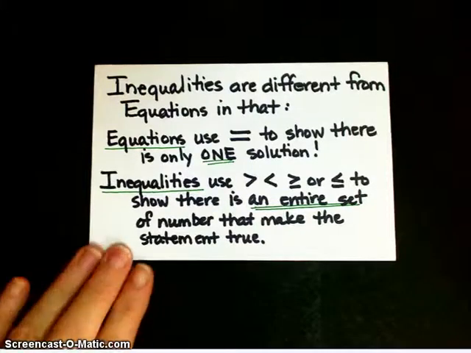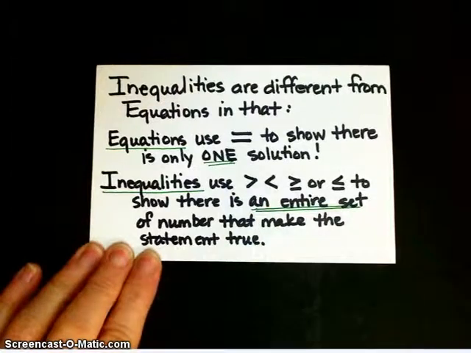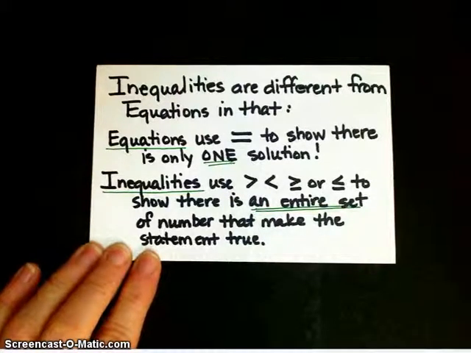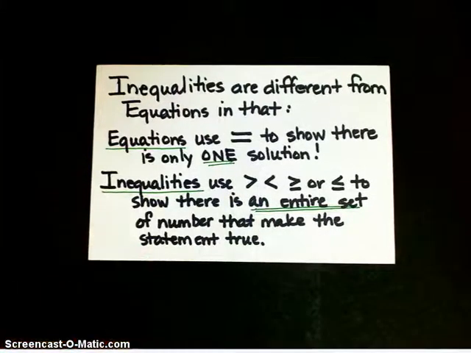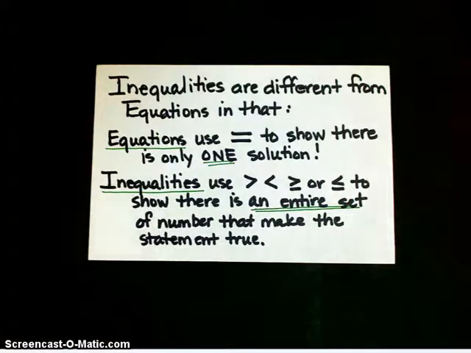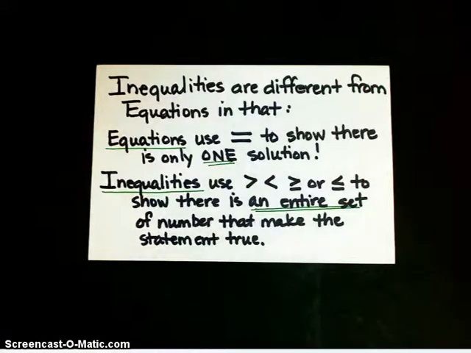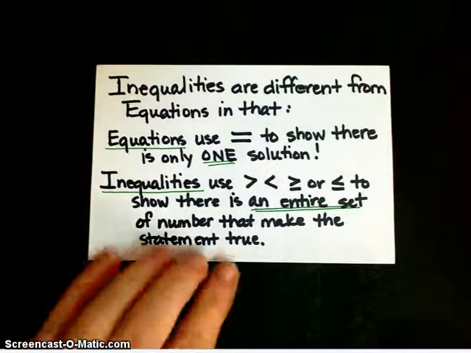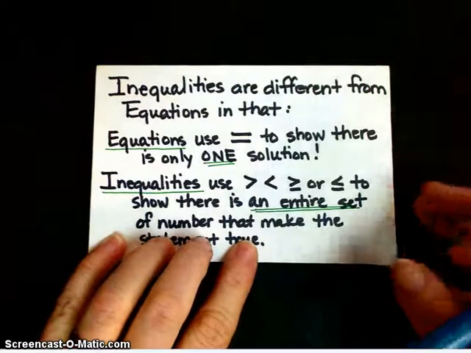Inequalities use those different symbols that we just talked about to show you there's not just one answer to the problem. There can be an entire group or an entire set of numbers that make the statement true. And that's why we graph them on a number line, to be able to see what is that entire set that we're talking about.